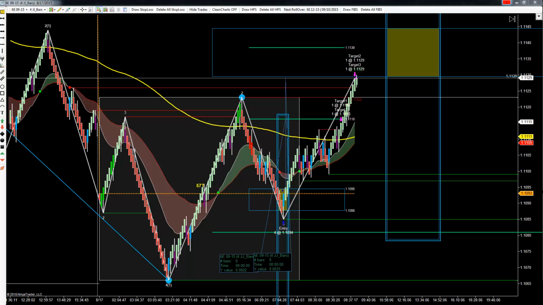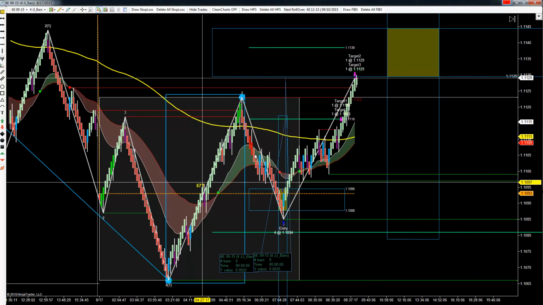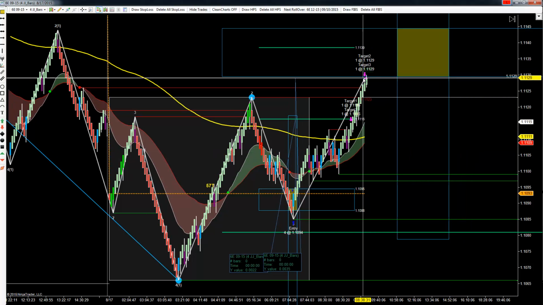So that's going to do it for us. Beautiful move to the upside, exactly where we expected it to go. Really beautiful read on the price action, and now the sellers can jump right back in.